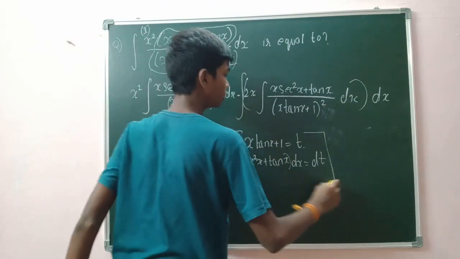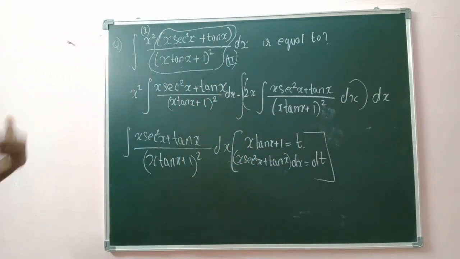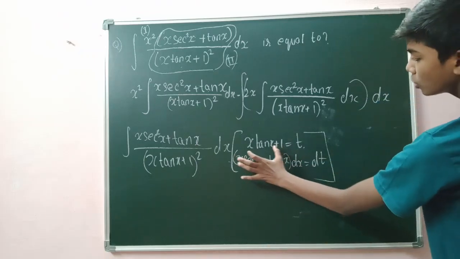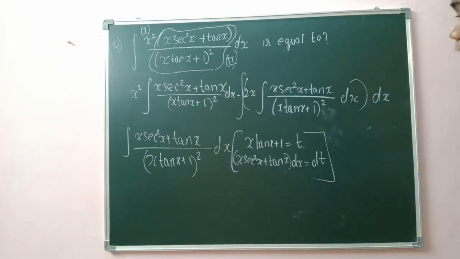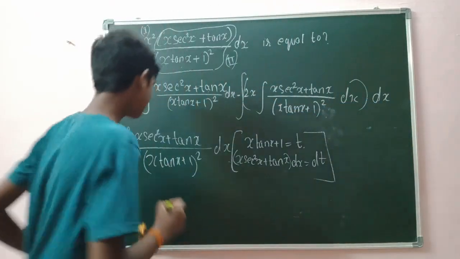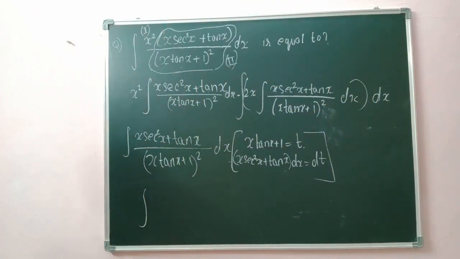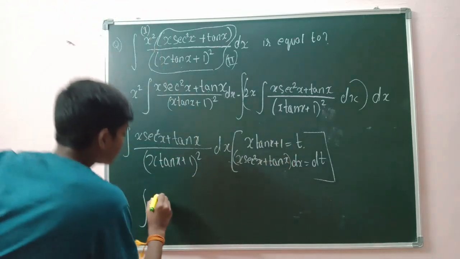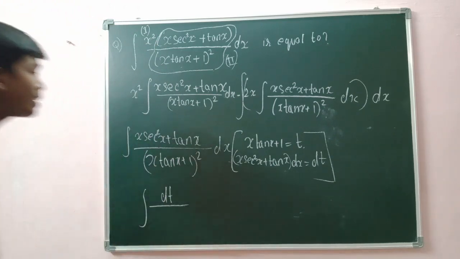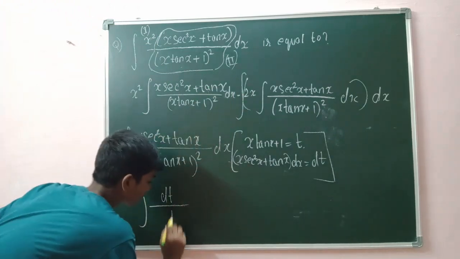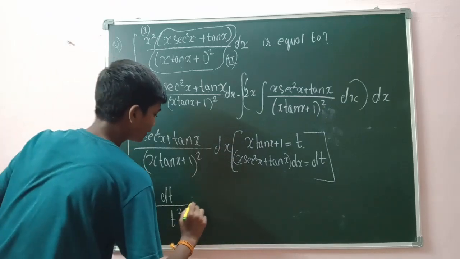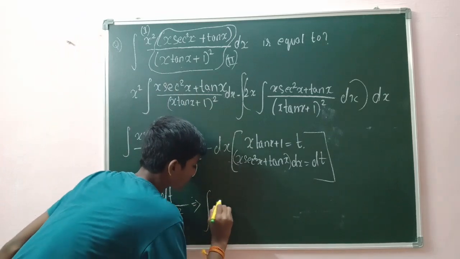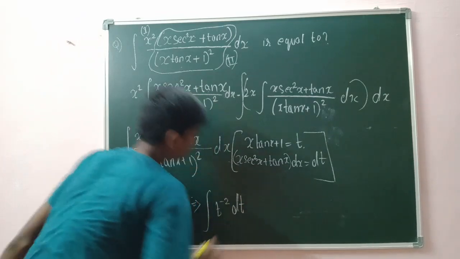So this is a substitution. I'm gonna use this in this particular integral. If you take x tan x plus 1 as t, then your dt will be the differentiation of this particular expression, and this will be that particular expression. So now this same integral I can write as, just listen to me very carefully. In numerator I am having x into secant square x plus tan x dx, that is dt, divided by x tan x plus 1 the whole square, that is t square. Correct or not? So this same integral I can write as integral of t power minus 2 times dt.